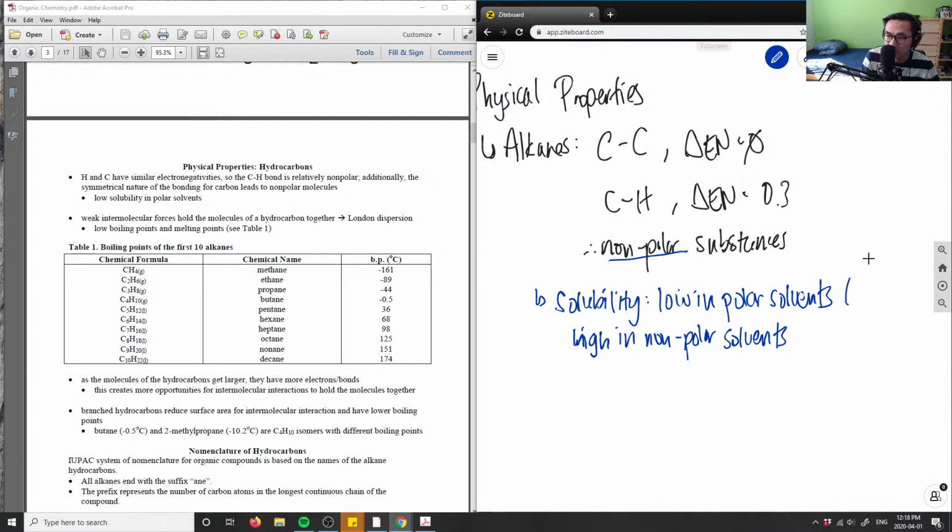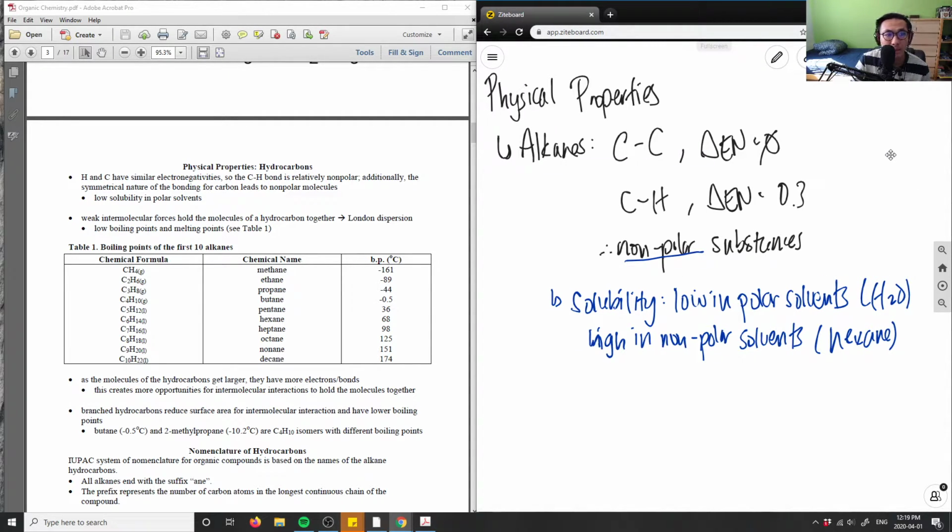When we talk about polar solvents, it's something like water. Water is polar, right? H2O. And when we talk about nonpolar solvents, we're talking about something like hexane, or DMSO is another one, and whatnot. A lot of these are nonpolar solvents. Actually, hexane is a solvent, and we use hexane as a nonpolar solvent in organic chemistry. So that's solubility.